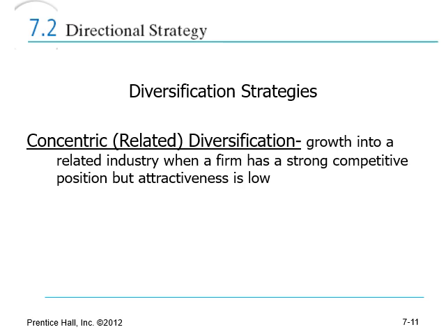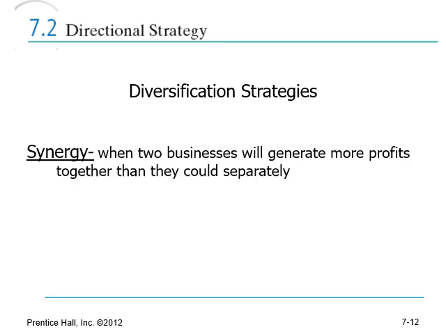Okay, again, when two businesses will generate more profit together than they could separately. This is another example about synergy, about distribution organizations or distribution companies. Whenever a big company or distribution company can go and acquire small companies also related to distribution. I mean, the activity here is distribution. So they said, when two businesses will generate more profits together than they could separately.